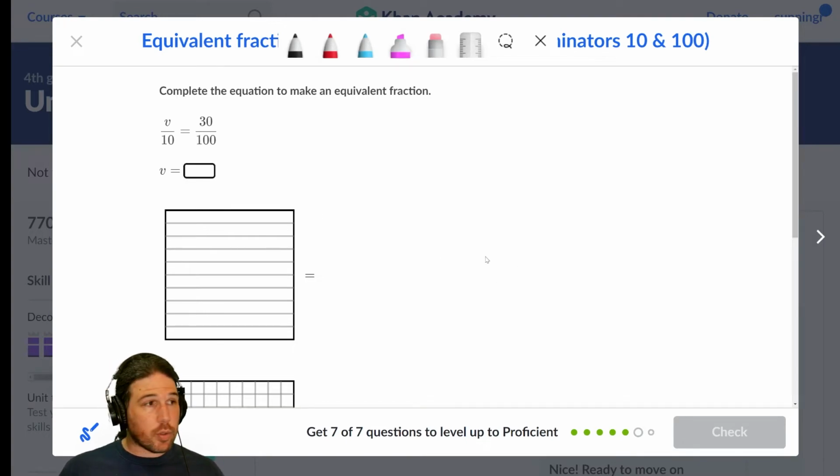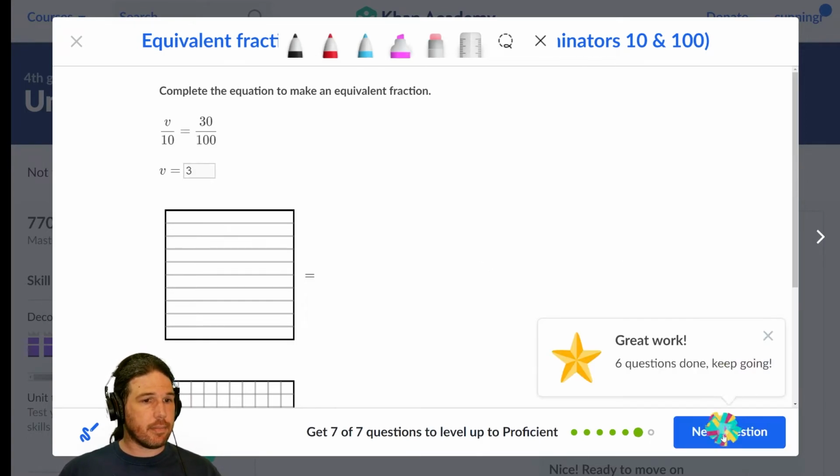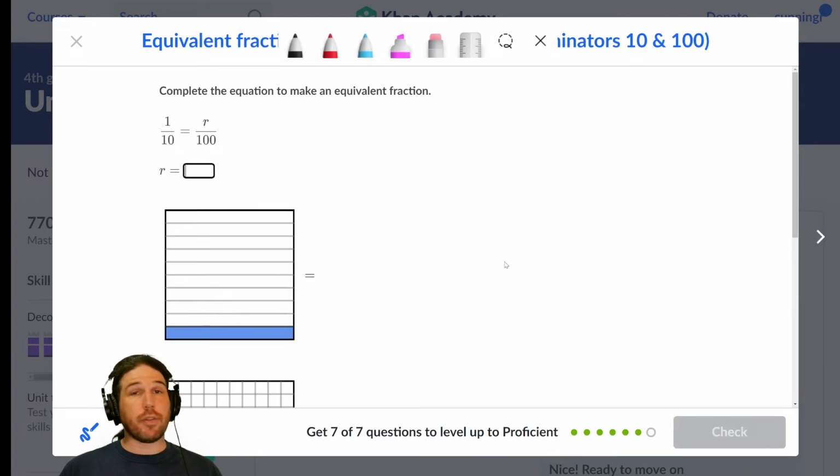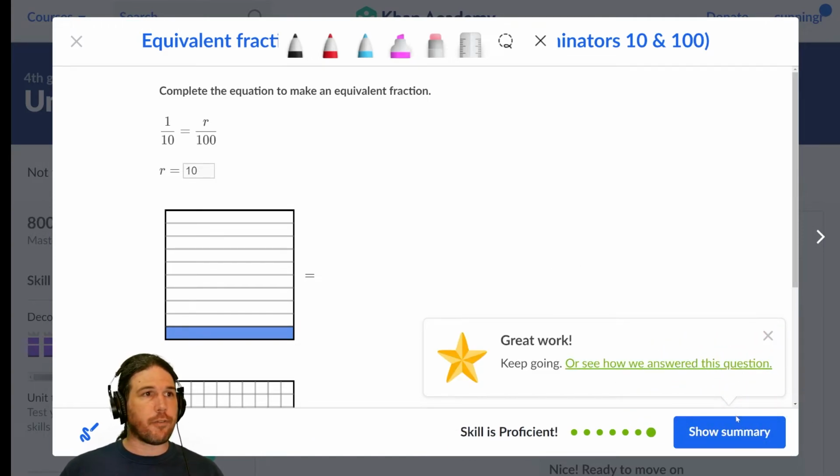V over 10 equals 30 over 100. Again, just multiplying by 10s, or in this case, dividing by 10. So it's 3 out of 10. And we've already done this one in reverse. 1 over 10 is the same as 10 over 100. That's equivalent fractions with fraction models, specifically denominators of 10 and 100.